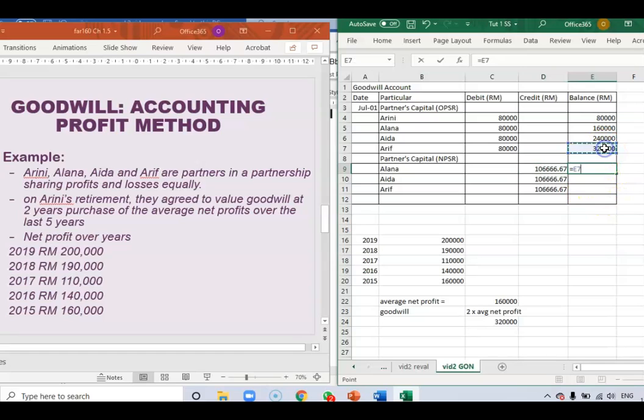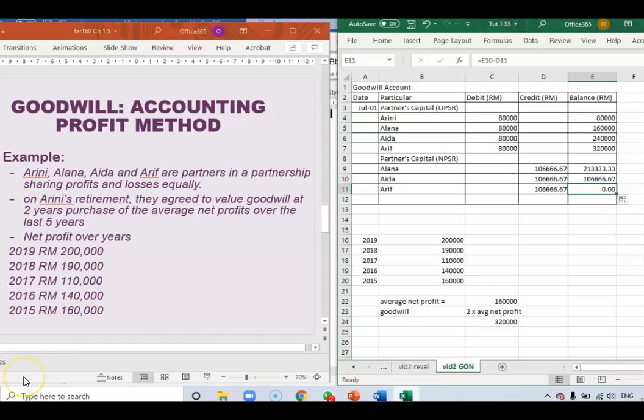And your goodwill account, as I told you just now, should at the end be 0. That's how you use the accounting profit method.